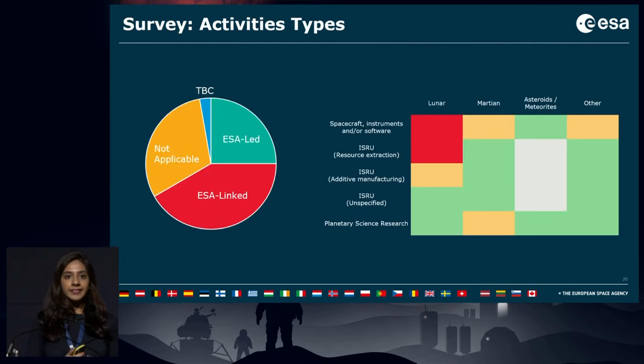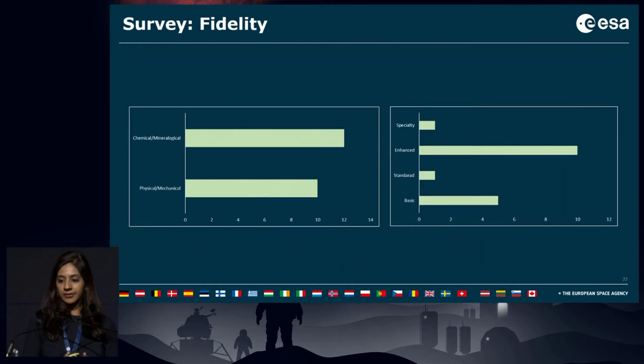So we had 36 respondents to the survey. These are the users, and we don't know what proportion of the entire European user base this represents. But the majority of the respondents were from ESA-led or ESA-linked activities, so the SACF's primary user base. We also had a look at the types of activities requiring simulants from those surveyed, and the majority, as you can see on this heat map, the peaks were for lunar applications on spacecraft instruments and software development type activities, so engineering, technological development, and ISRU resource extraction. So I'll skip through these.